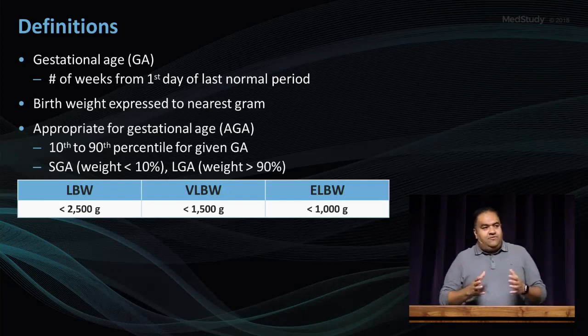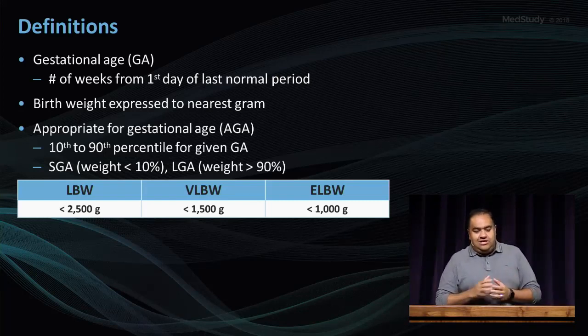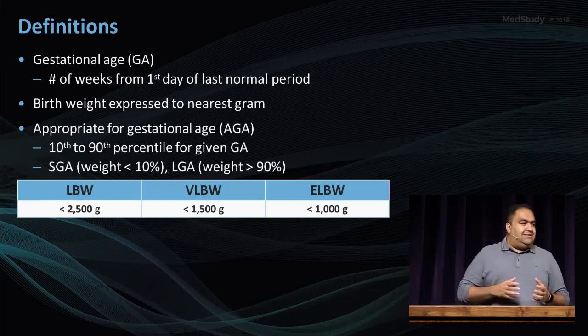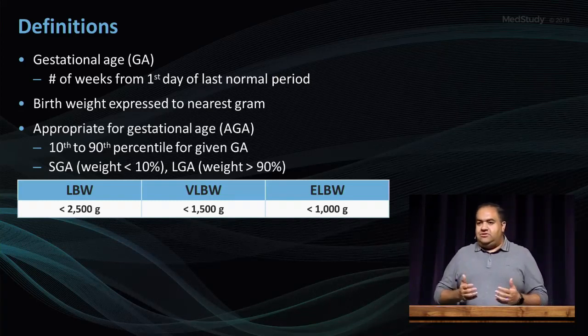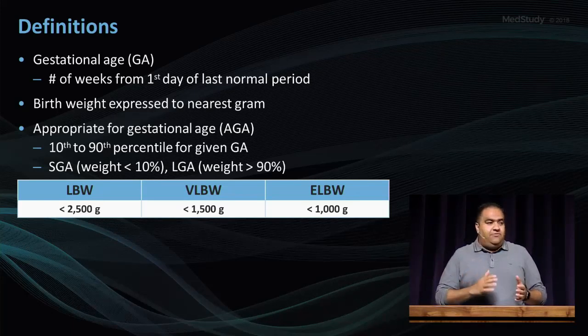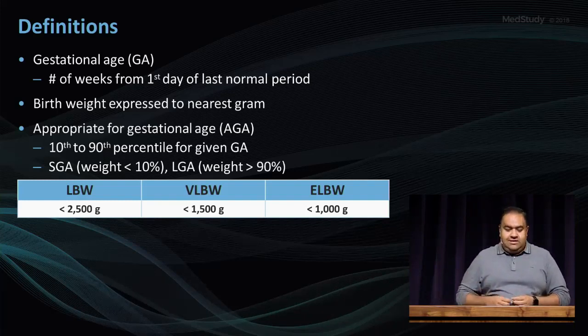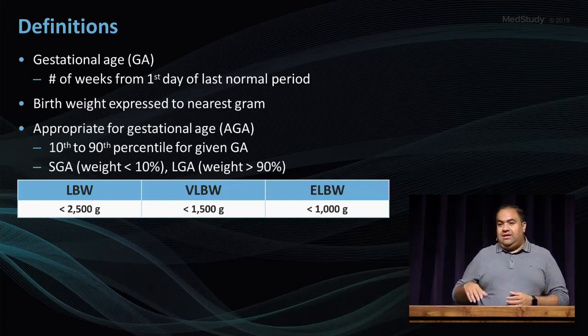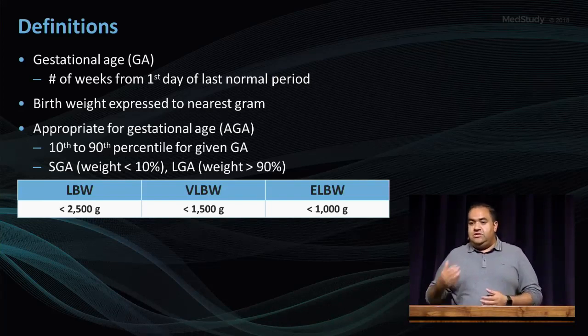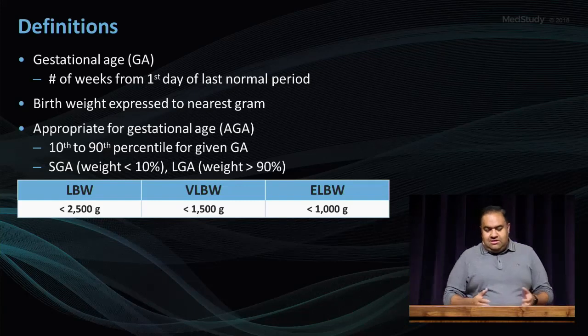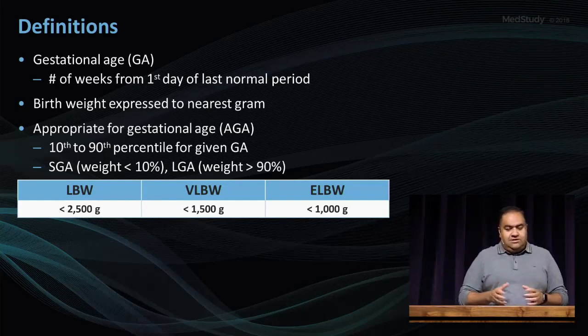So there are 3 definitions or nomenclatures. One is AGA, appropriate for gestational age. This is usually between the 10th and the 90th percentile for any given gestational age. There are different types of growth curves that exist, so there's some variation in how they get plotted, but for the most part, between the 10th and 90th percentile is considered AGA. If you're SGA, your weight is below the 10th percentile, and LGA, large for gestational age, is greater than the 90th percentile. And these are some breakdowns for that.